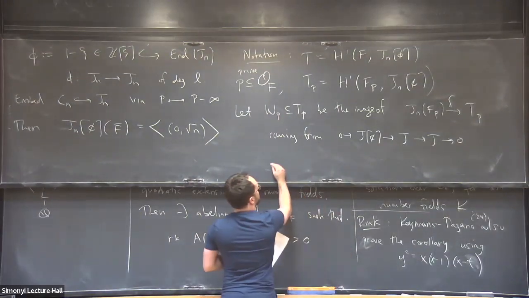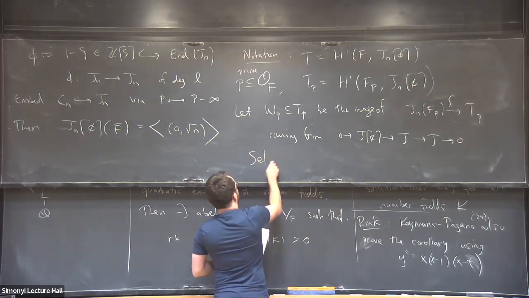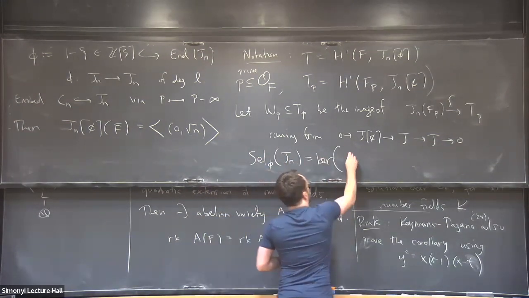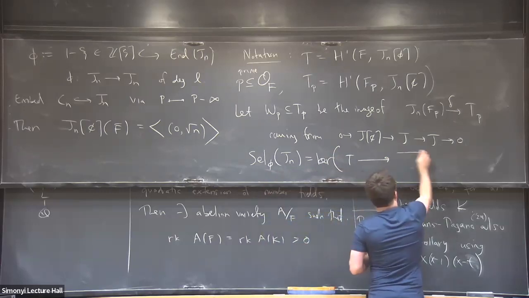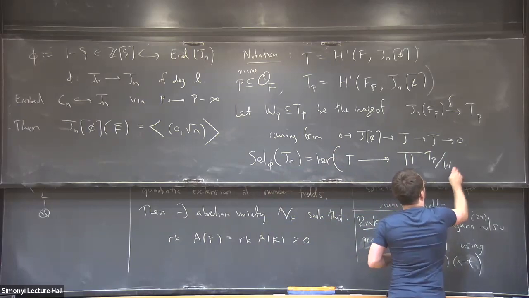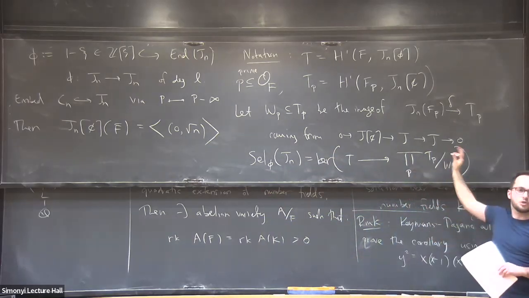I guess I could define it here. So the Selmer group, the phi-Selmer group of J_n, is the kernel of the natural product of restriction maps. This is, I guess, the quick way to define the subgroup.